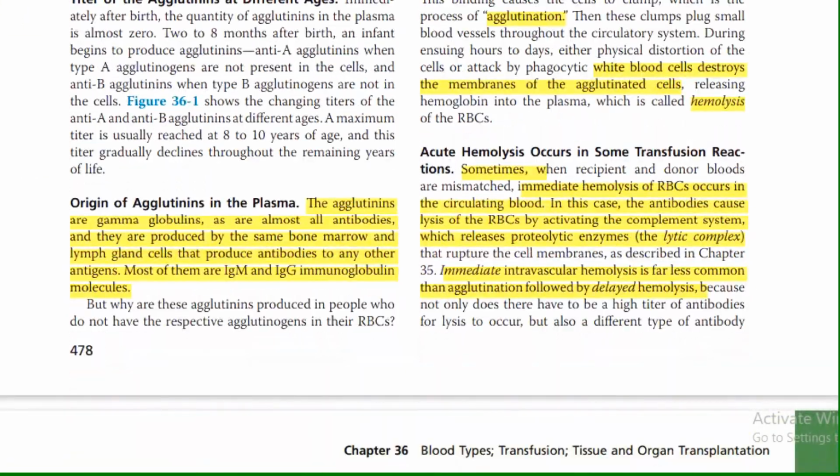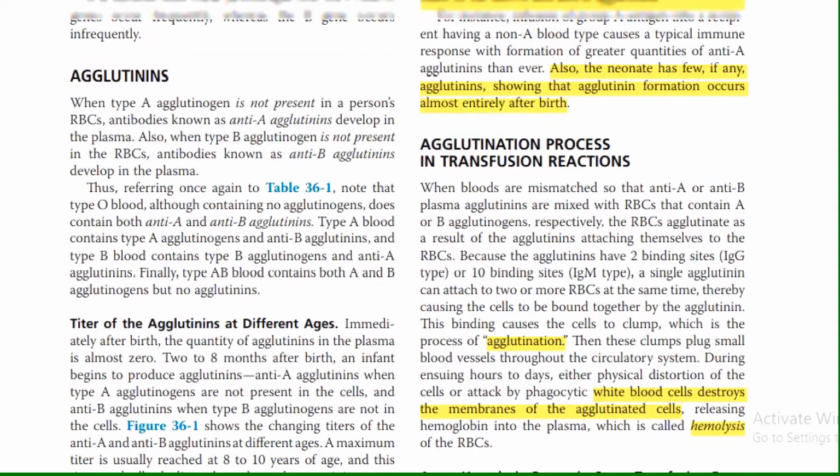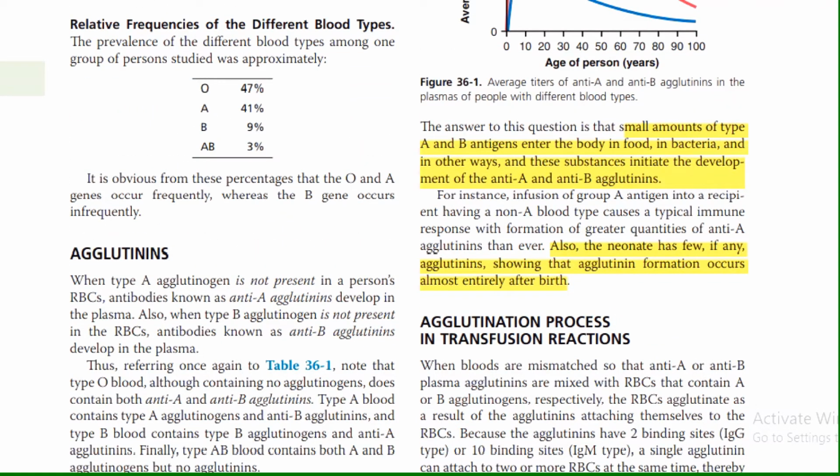The question that arises is, why are these agglutinins produced in people who do not have the respective agglutinogen in their red blood cells? Small amounts of type A and B antigens enter the body in food, bacteria or other ways. These substances initiate the development of anti-A or anti-B agglutinins. The neonate has few if any agglutinins, showing that agglutinin formation occurs almost entirely after birth.